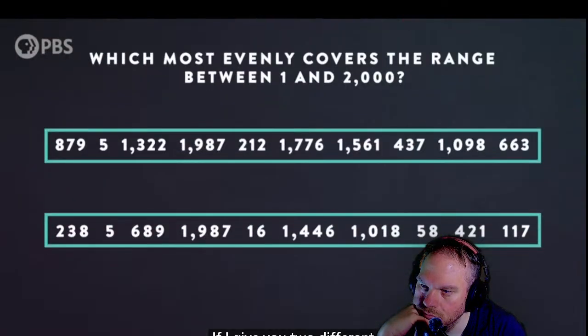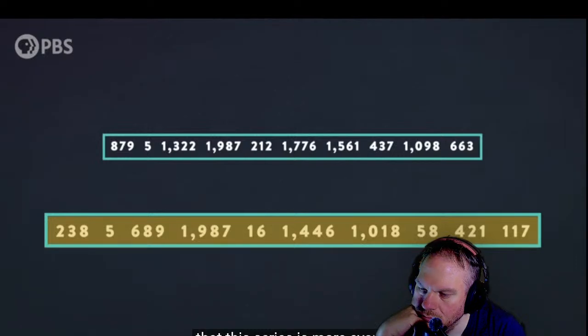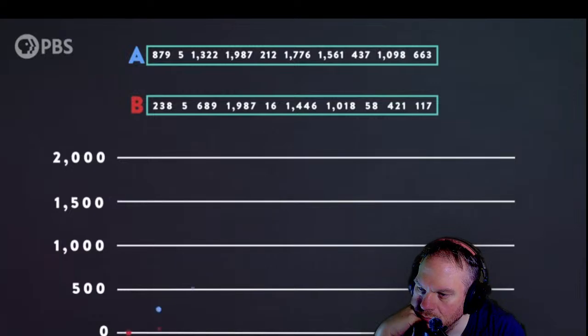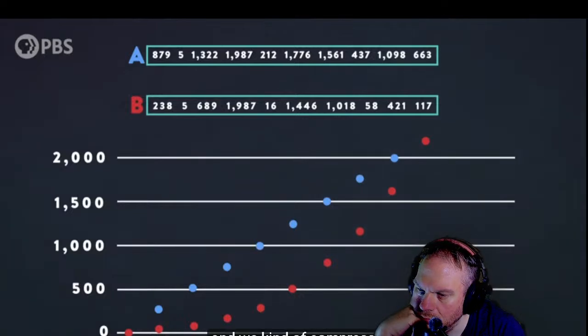And we can demonstrate this small number bias in a different way too. If I give you 2 different series of numbers, which one looks like it most evenly covers the range between 1 and 2,000? Take a look at them for a moment. Most people respond that this series is more evenly spread out and more random. The other series has way too many large numbers, right? Actually, the top series is the one which more evenly samples the range. The other series oversamples small numbers. The second series just feels better to us because smaller numbers feel farther apart, and we kind of compress large numbers together. It's almost like we think logarithmically.